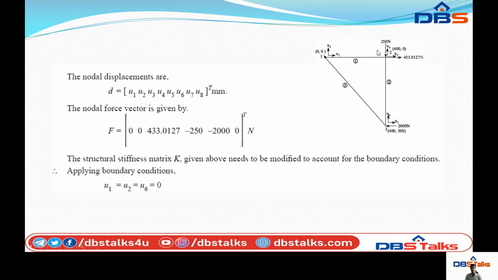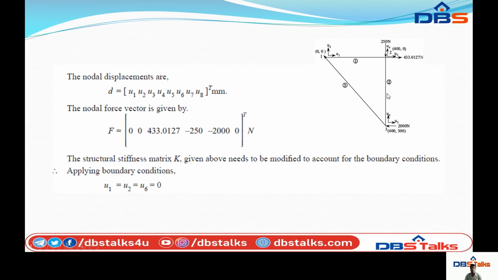After that, 250 newtons is acting downwards at U4, at node 4. Why am I taking it negative? Because the direction is actually upwards, 250 newtons upwards, but it is acting downwards. So I am taking it as negative, minus 250.